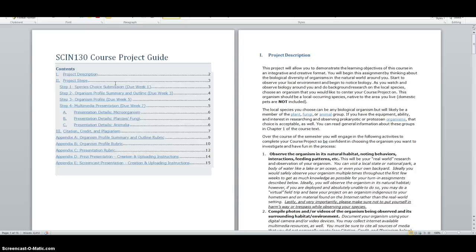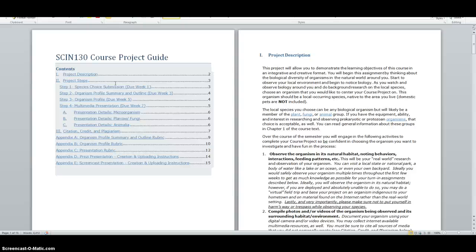So first and foremost, there's going to be 2 main components to this semester's course project. First, you need to choose a species. It can be an animal, it can be a plant, it can be a fungus, any living organism. That's criteria number 1. Criteria number 2 is it must be native to the area you currently live.